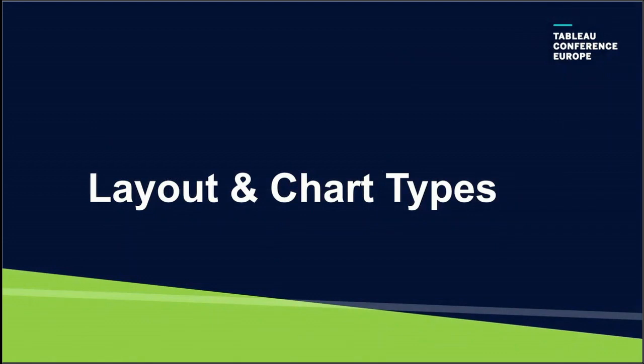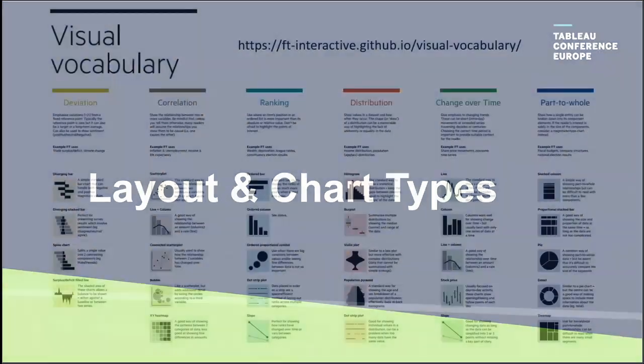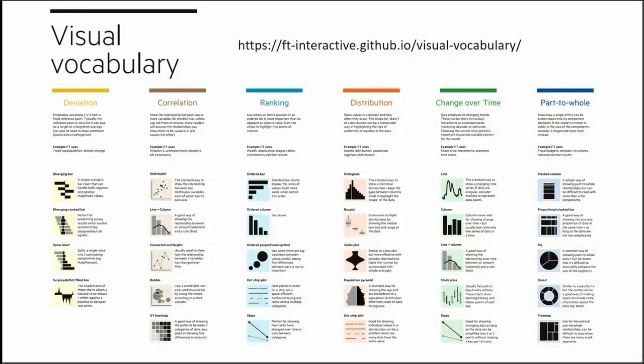Now the last key topic that I'm going to take you through today is layout and chart types. I'll start with this. It comes from the Financial Times, and this is called the visual vocabulary. If I refer back to the start, when we were saying people should recognize views, the Financial Times' sole purpose is to display information so that people understand the article that they're reading. And they've tried to bucket bits of information and chart types into these buckets.